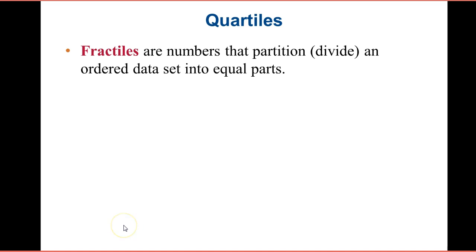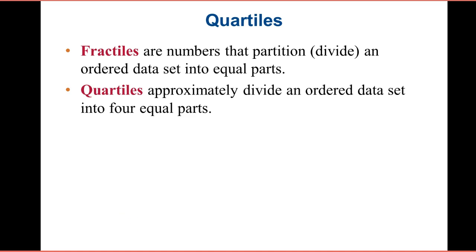Now a quarter is just like the quarter in your dollar. It is 1/4 of your data. So quartiles approximately divide your ordered data into 4 equal parts. Just like how you have 4 quarters in a dollar, the quartiles divide the data into 4 equal parts.